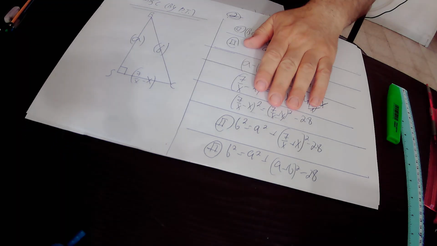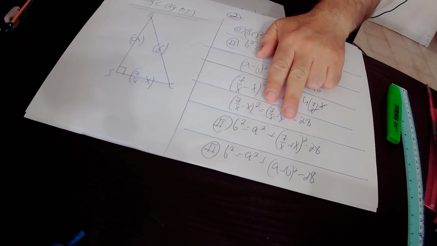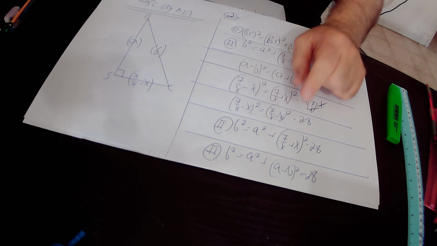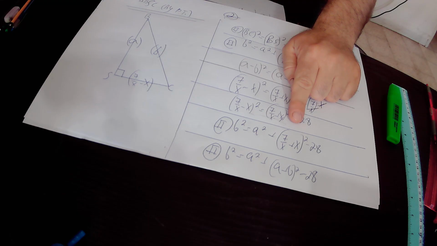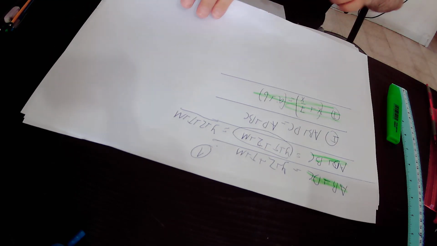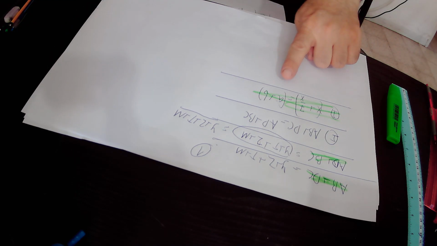So according to equation 2, we found out that b squared equals a squared plus (7 over x plus x) squared minus 28. Here we open the brackets of this expression. Actually, 7 over x plus x, according to equation 1, equals a plus b. Repeat again: 7 over x plus x equals a plus b.